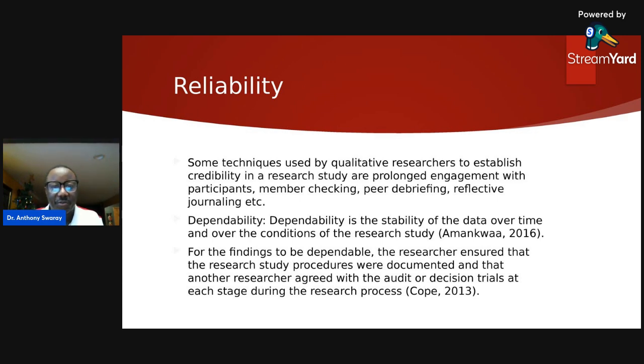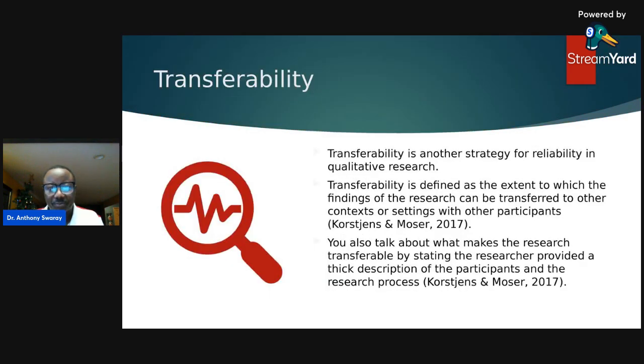And you can also say for the findings to be dependable, the researcher ensured that the research study procedures were documented and that another researcher agreed with the audit or decision trails at each stage during the research process. So once you have that second opinion from an expert, that is, they look at the audit or the decision or the steps of your research based on what you have done, it brings credibility to the research.